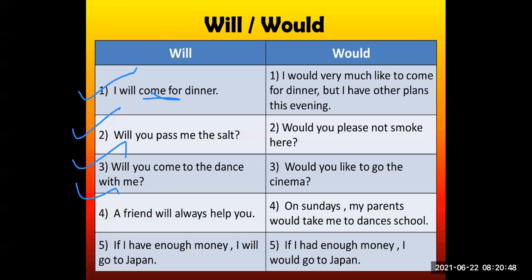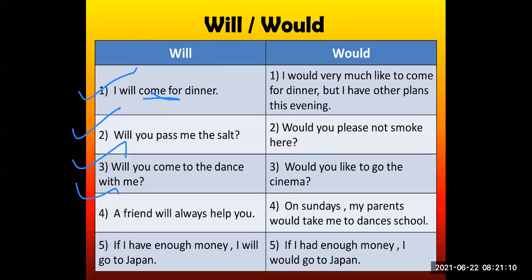Okay. So where we have to use the modal auxiliary will: in case of futurity, when we are talking about any future, when you are requesting, when you are offering something, about habit, when you're talking about any person's habit, or any condition, use the modal auxiliary will.